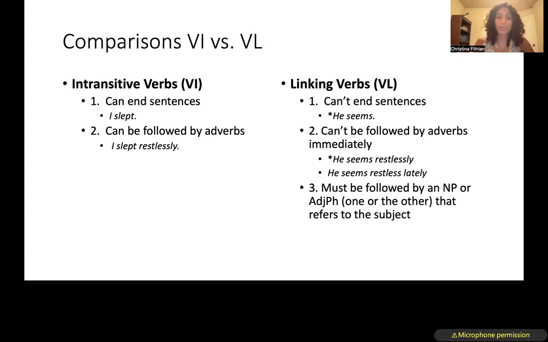So linking verbs must be followed by either a noun phrase or an adjective phrase that refers back to the subject. So if we see a noun phrase like she became a pilot, we might be tempted to say that looks like a direct object, but it's not. It's a predicate noun phrase of a linking verb because really a pilot just refers back to she, the subject.